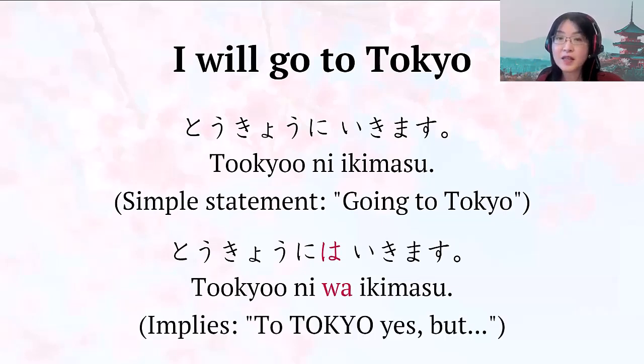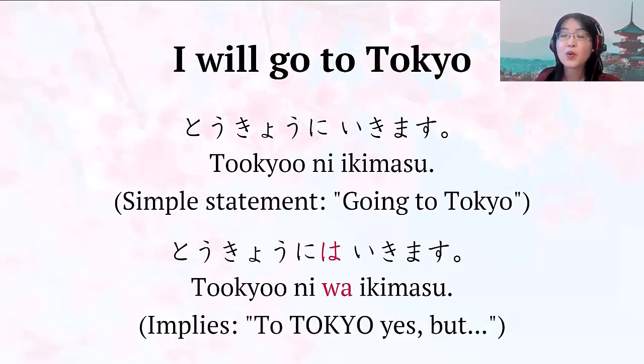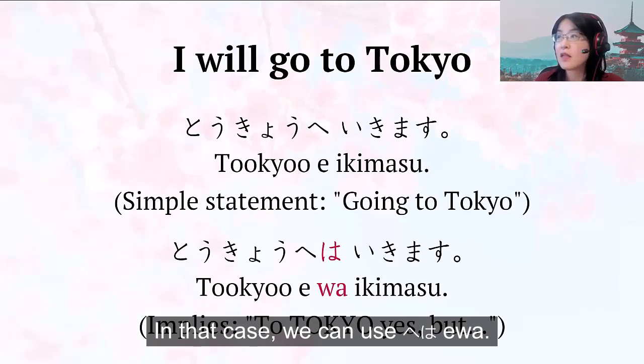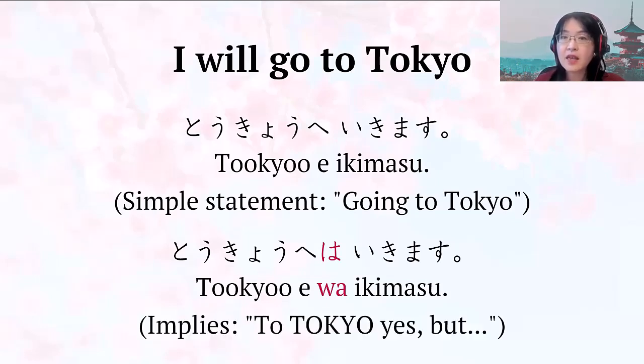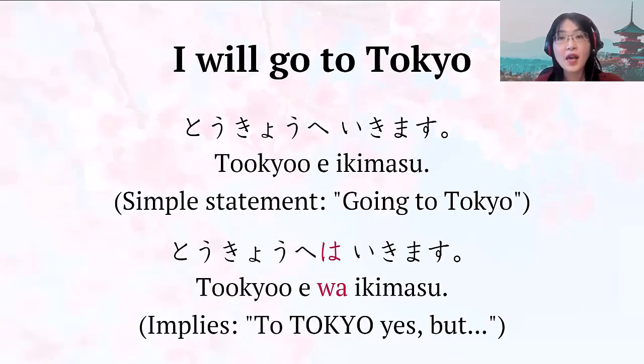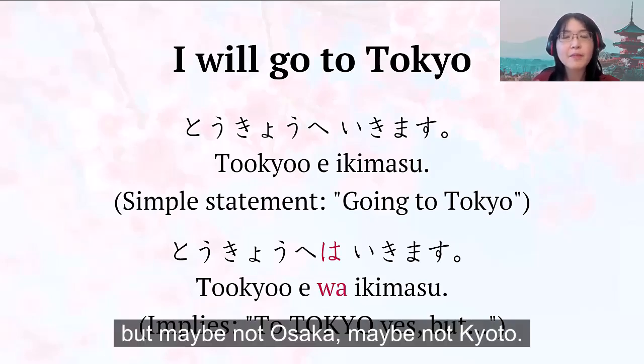So 東京に行きます, just a simple statement, going to Tokyo. 東京には行きます. To Tokyo, yes. We also use え to show a direction. In that case, we can use えは. Okay? 東京へ行きます. Going to Tokyo, just a simple statement. 東京へは行きます. It implies to Tokyo, yes. But maybe not Osaka, maybe not Kyoto.